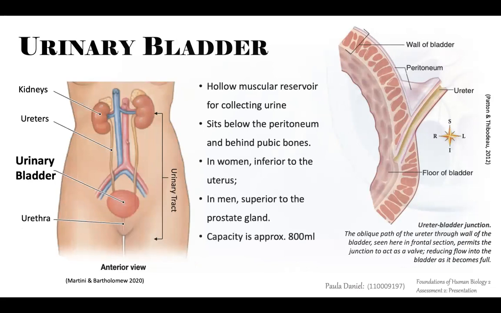It sits below the peritoneum and behind pubic bones. In women, the bladder is inferior to the uterus. In men, the bladder is superior to the prostate gland.